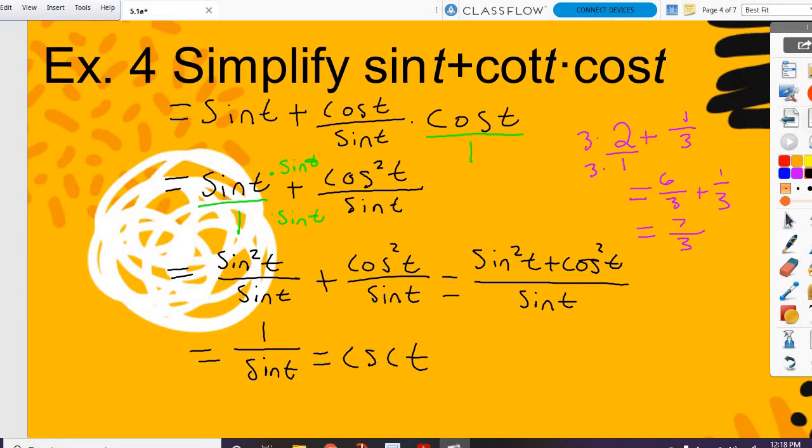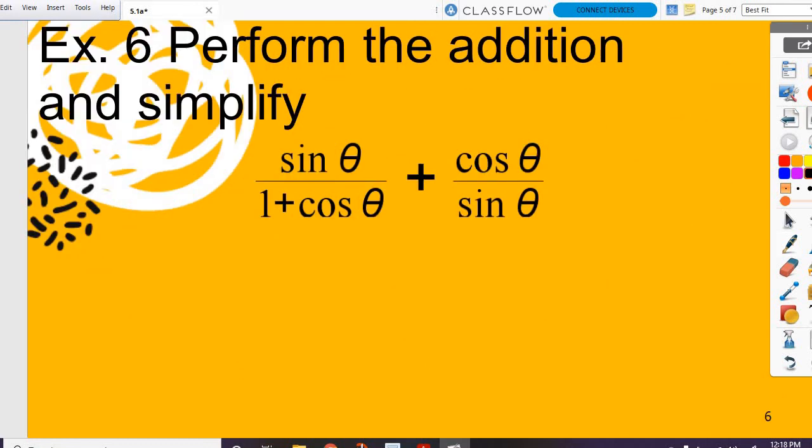Let's look at one last example. So again, we have addition. If we have addition, this says to perform the addition and then simplify. So what do we want to do? Or how do I add 2 things that are fractions? Find a common denominator. Find a common denominator.